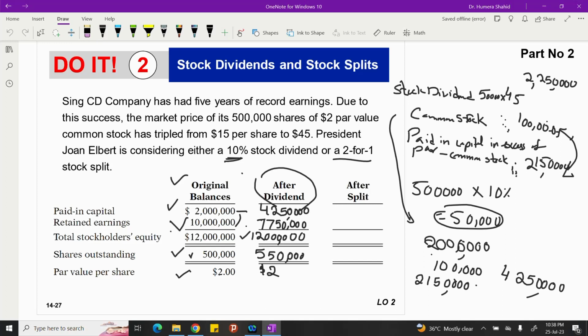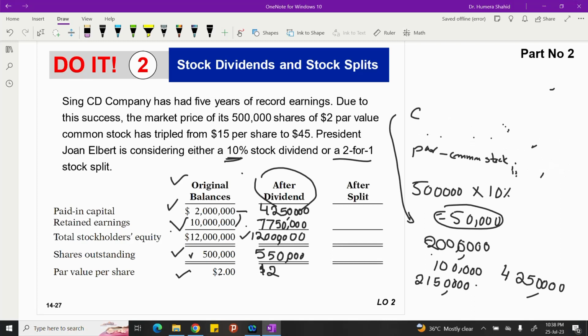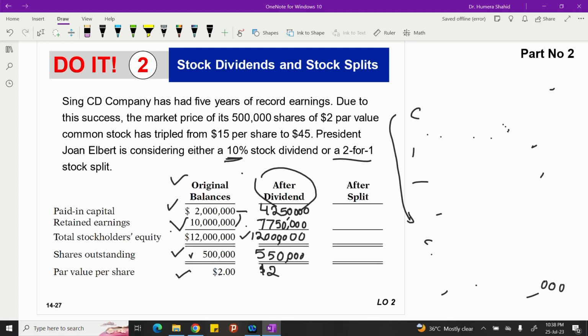Let's see what happens if you go for the stock split. So I'm going to just clean this area to do the discussion for stock split. In stock split, we increase the number of shares according to the split instruction, but the par value decreases with the same ratio. So we are going to announce 2-for-1 stock split. So each share will be divided into two parts. So if initially we have 500,000 shares, we will be divided into two parts. So now we will be having 1 million shares. Number of shares will increase from 500,000 to 1 million.